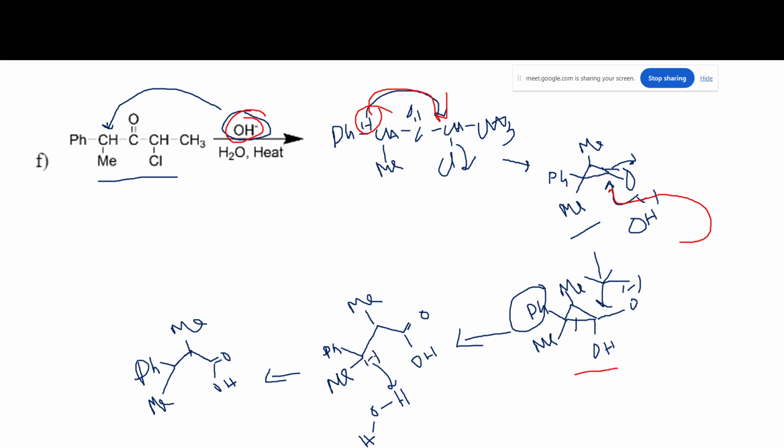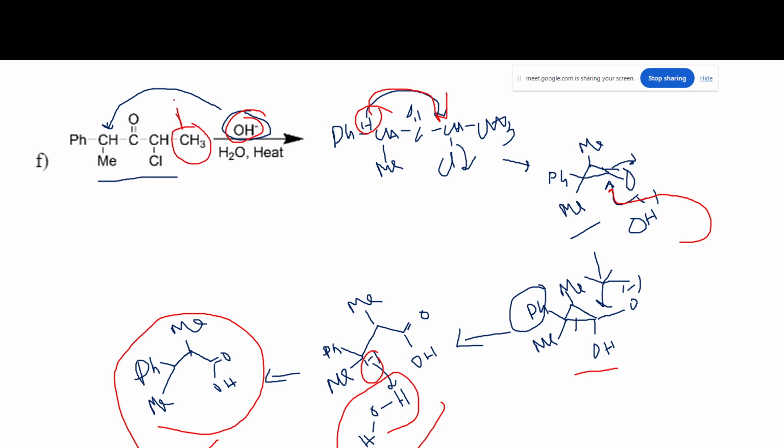Now this negative charge will come here and be protonated by this water, and ultimately you are forming that acid. So from a ketone you are forming the acid, where this methyl group is rearranged to here. Only this methyl group is rearranged to here, and this will become COOH.